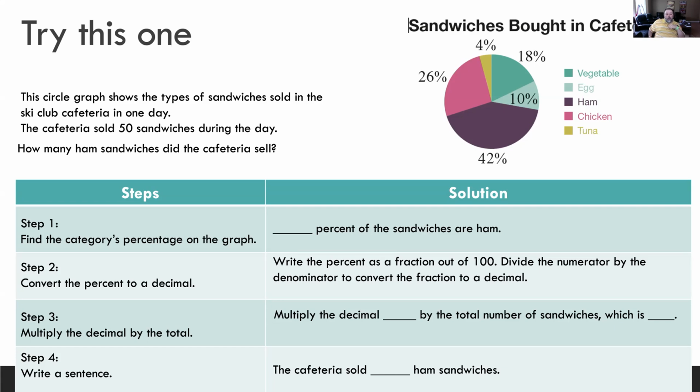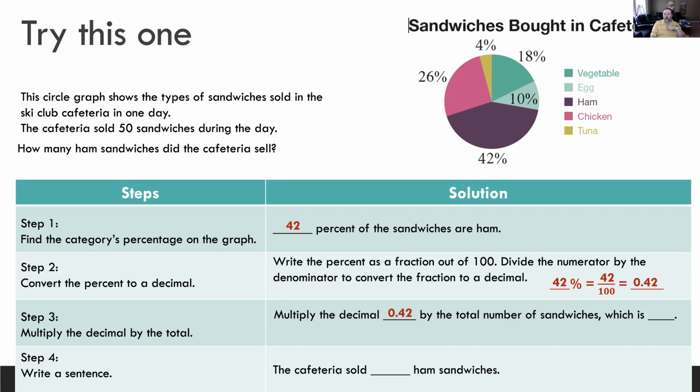Okay, so step one, find the category's percentage. I'm looking for ham sandwiches. Ham sandwiches are this dark brown color here, so that's 42%. Write the percent as a fraction out of 100, divide the numerator by the denominator, and convert the fraction to a decimal. So I've got 42% is equal to 42 out of 100, which is equal to 0.42. Multiply the decimal by the total.